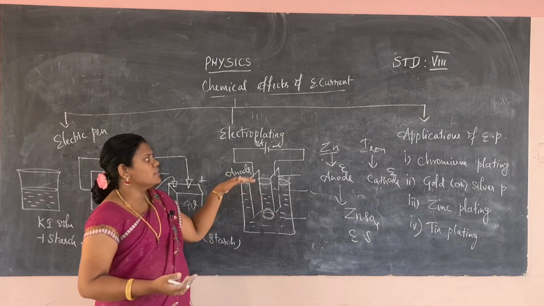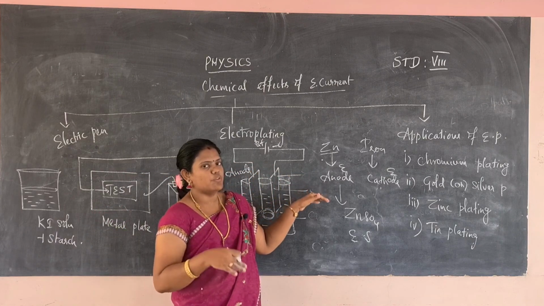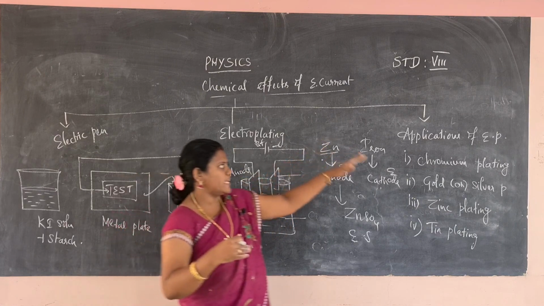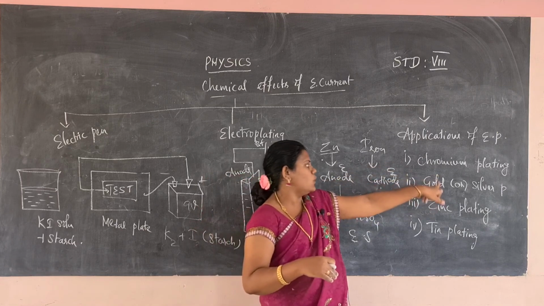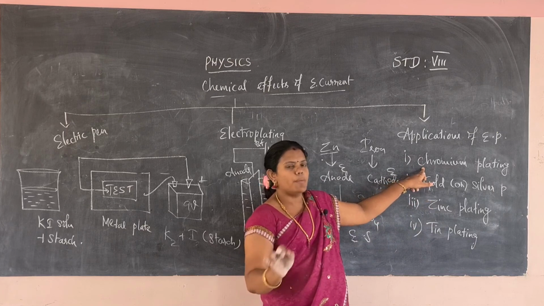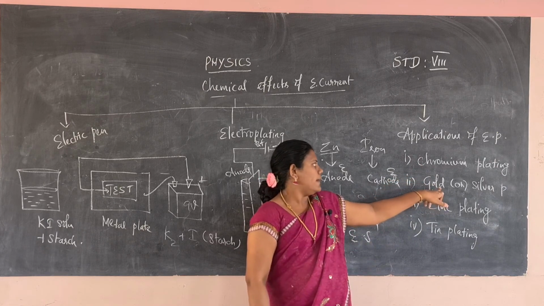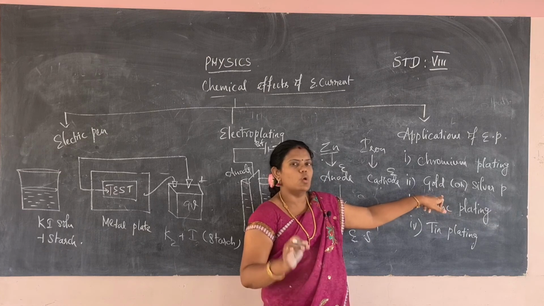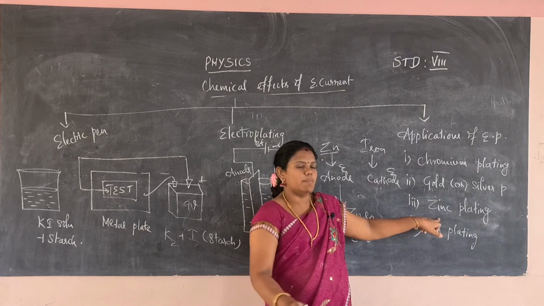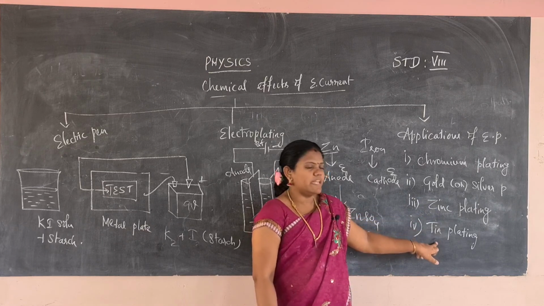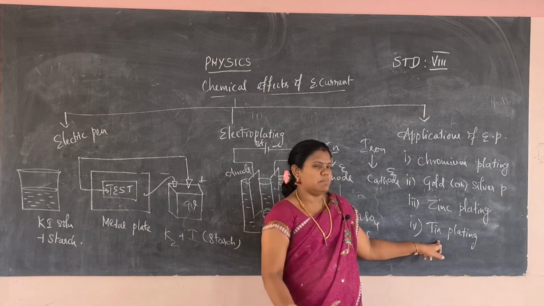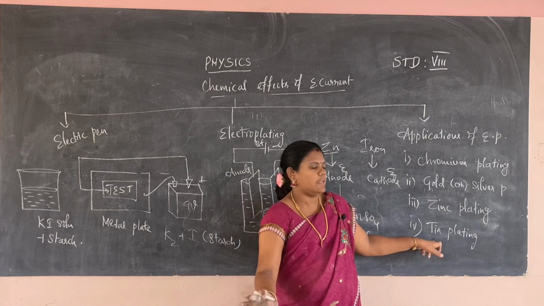So electroplating is very useful in various ways. Then I explained some applications of electroplating: chromium plating, gold and silver plating, zinc plating, and tin plating. Chromium plating means chromium metal is coated on another metal, and gold and silver plating means gold and silver are coated on another metal. Zinc plating, zinc is coated on another material. Tin plating means tin is coated on another material. So tin materials are used for storing food grains and other things.